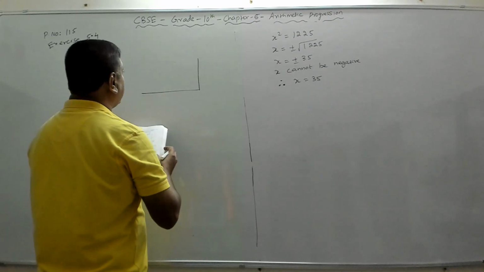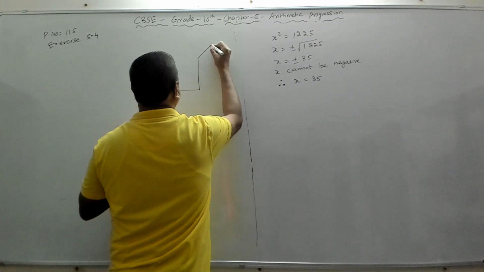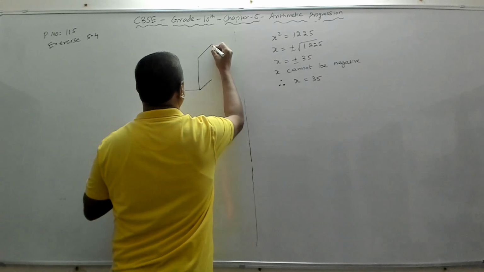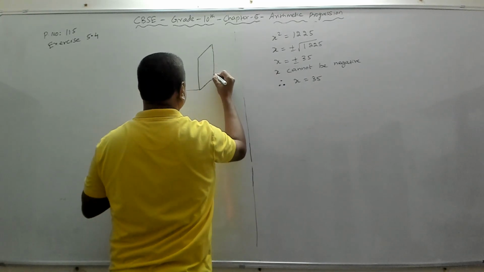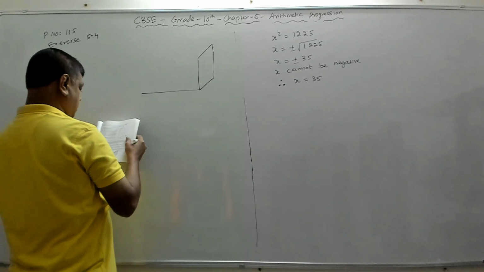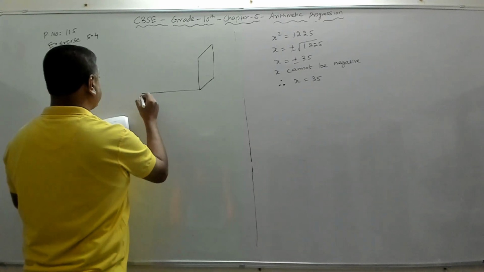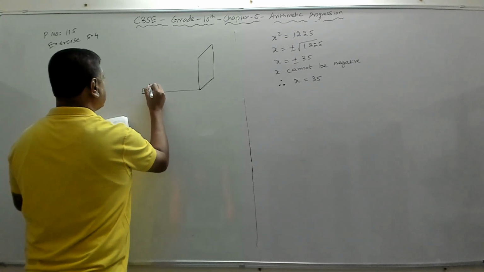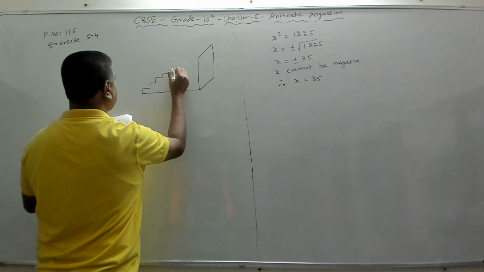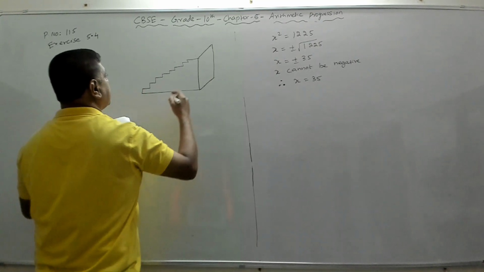So fine. I'm drawing a terrace, right? A football terrace which has to be constructed. Fine. So it has steps. 15 steps are there. So this is the first step, second step, like that it goes. Third, fourth, like that. There are many steps. Totally 15 steps are there. Fine.